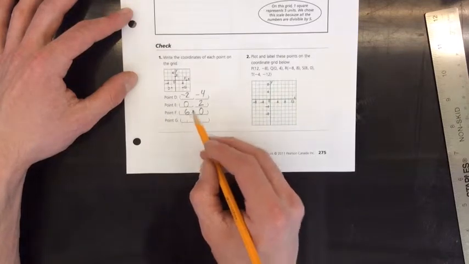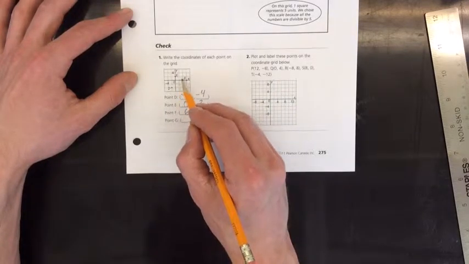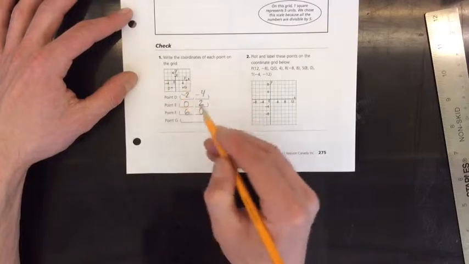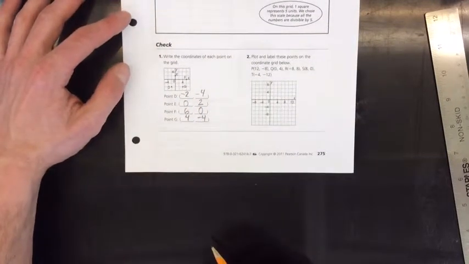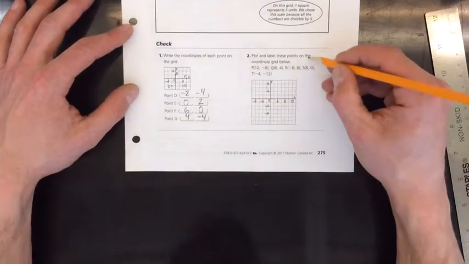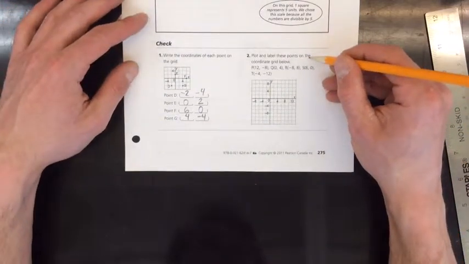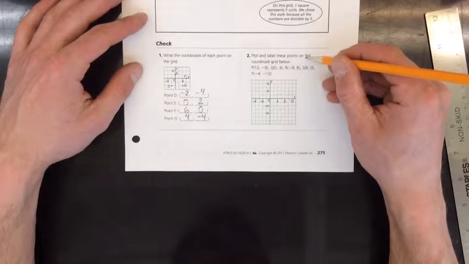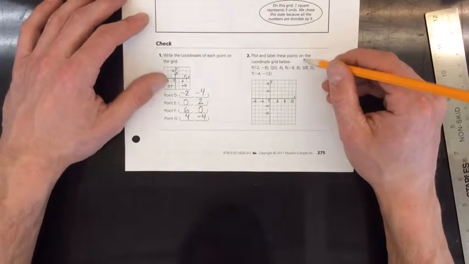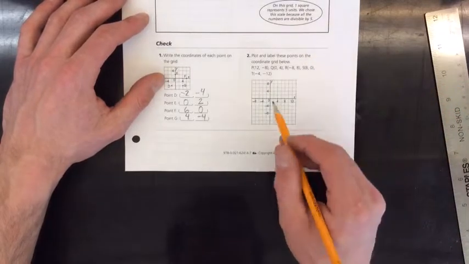For point G, 4 units right and 4 units down, so positive 4 and negative 4. This one says to plot and label these points on the coordinate grid below. I'll let you try this one by pausing the video. Watch me if you need help.